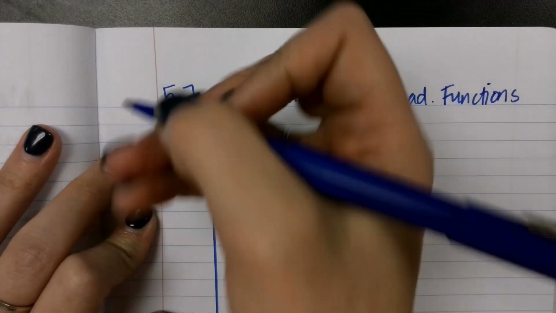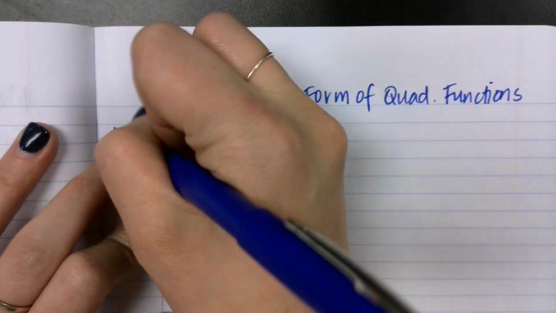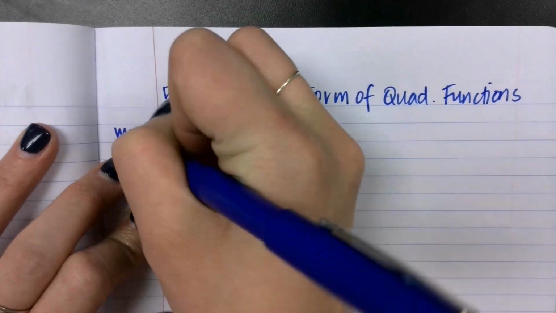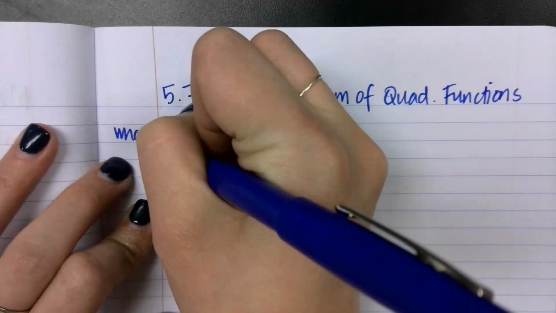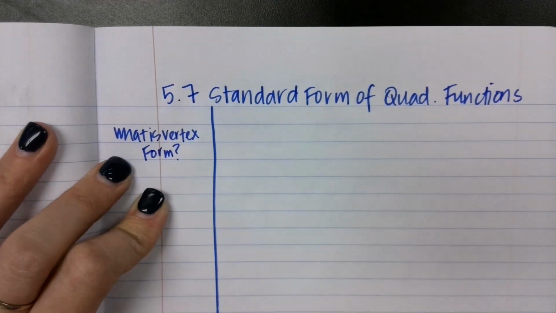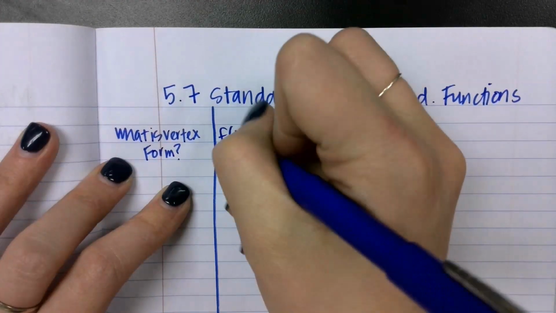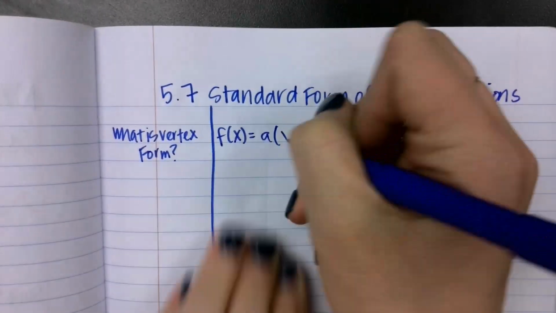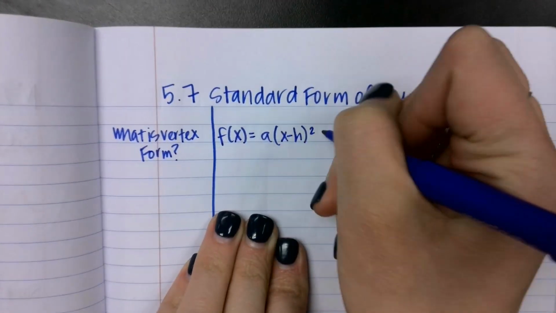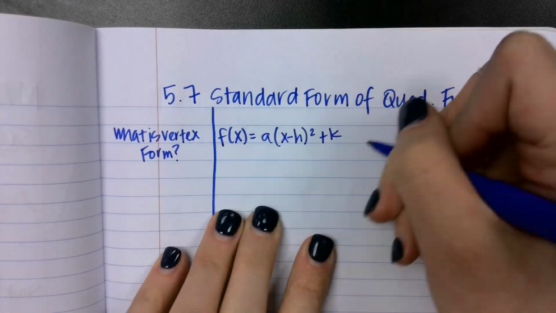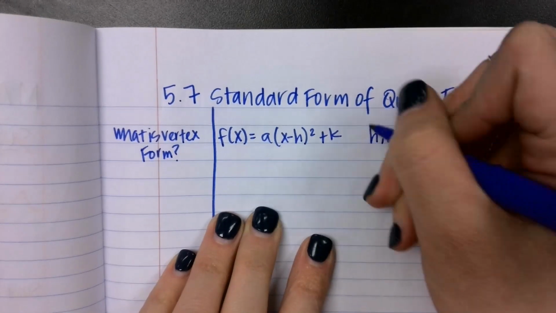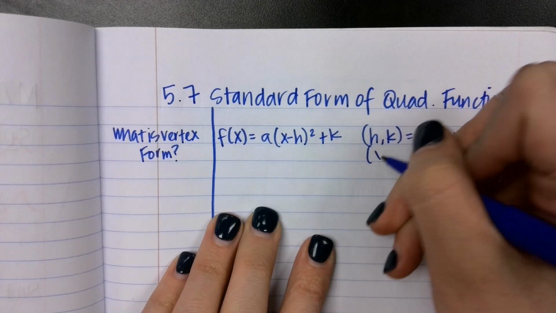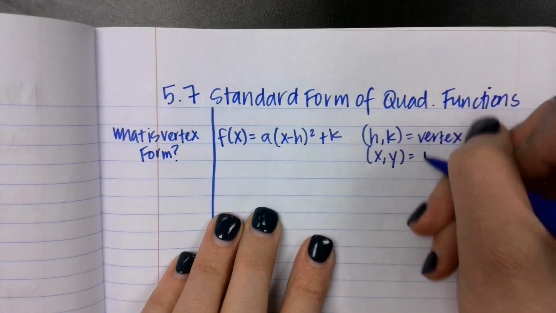First step, what is vertex form? Vertex form is what we were learning last week. F of x equals a times x minus h squared plus k, where h comma k equals your vertex and x comma y equals a point.